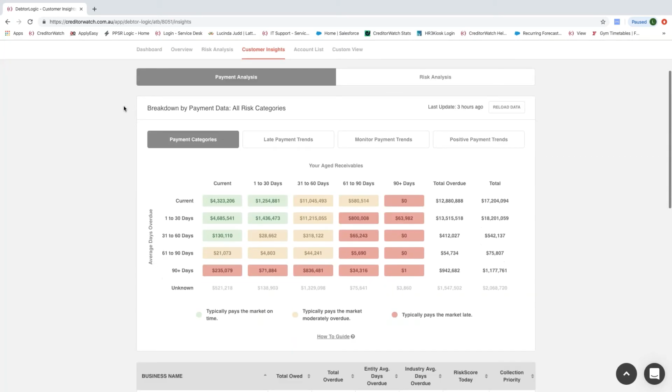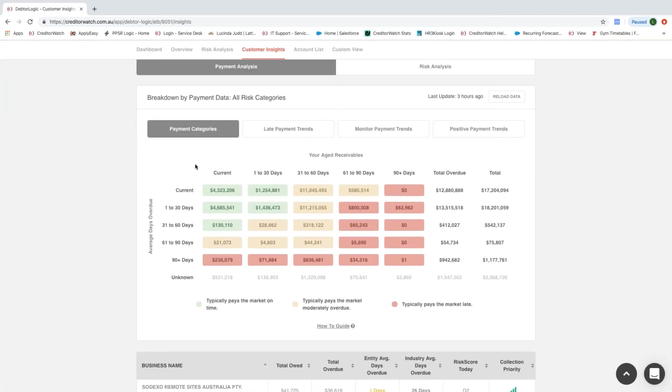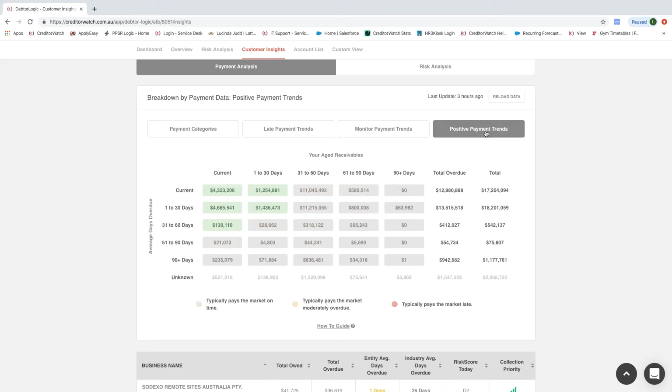So if I break down this graph, you can see that this axis here is your aged receivables, or your ATB, and then we're comparing it to the market's ATB. So as always, green is generally good. They're your best customers. They typically pay you on time. They typically pay the market on time. So these are the ones that maybe you extend more credit to, or provide some sort of incentive for continuing on with that behaviour.